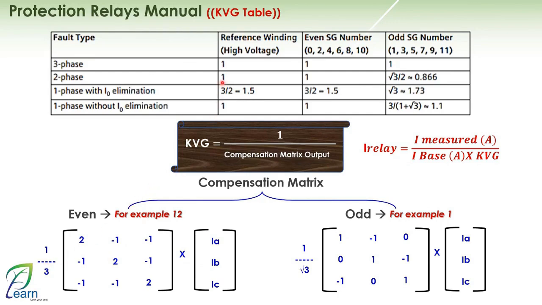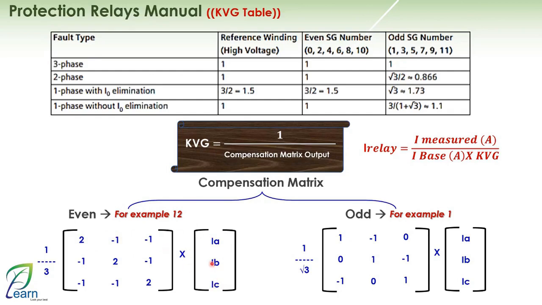Now, if you have a three-phase fault, meaning IA, IB, and IC, let's assume I at an angle of 0, I at an angle of 240, and I at an angle of 120. In this case, you have 2I minus I at an angle of 240 and minus I at an angle of 120.